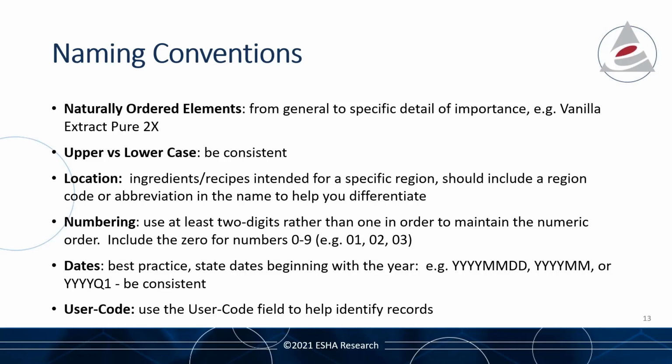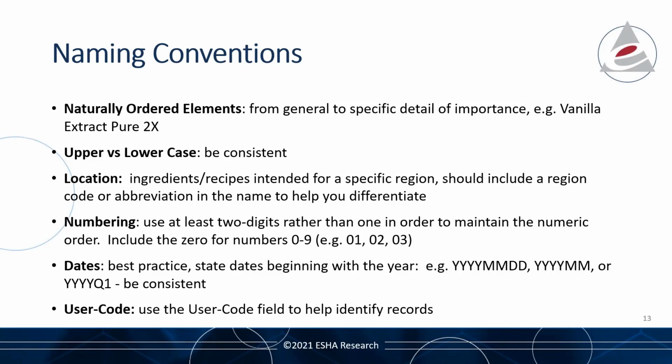Like I mentioned, you may want to list ingredient names from general food type to specific detail, like I showed with my example. So I had the food type, a flavor, the preparation method, and even a product code included in my name. Uppercase versus lowercase is entirely up to your preference or your organization's preference. So you just want to be consistent with that.